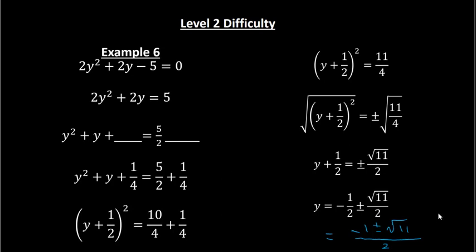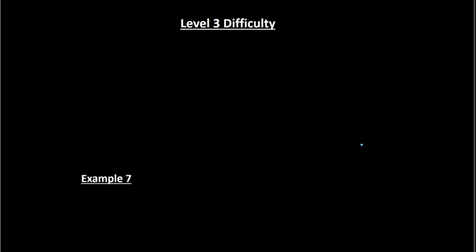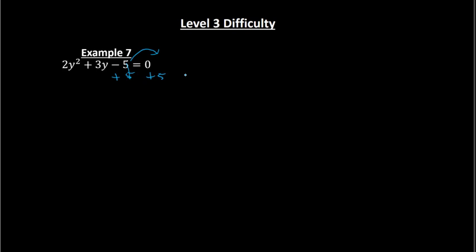And believe it or not, these problems could get even more difficult. We could have a level 3 difficulty, where, for example, we have 2y squared plus 3y minus 5. And we're not going to solve this all the way, but I'm going to show you how you would have to set it up. Okay, you want to get this constant term on the right side, and we do that by adding 5 to both sides. So now we have 2y squared plus 3y equals 5.